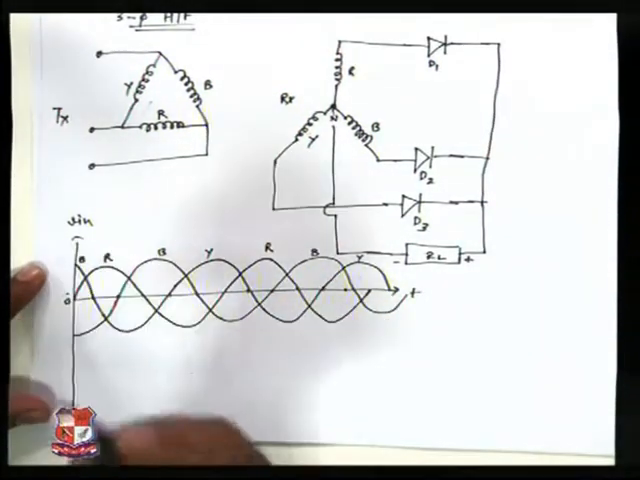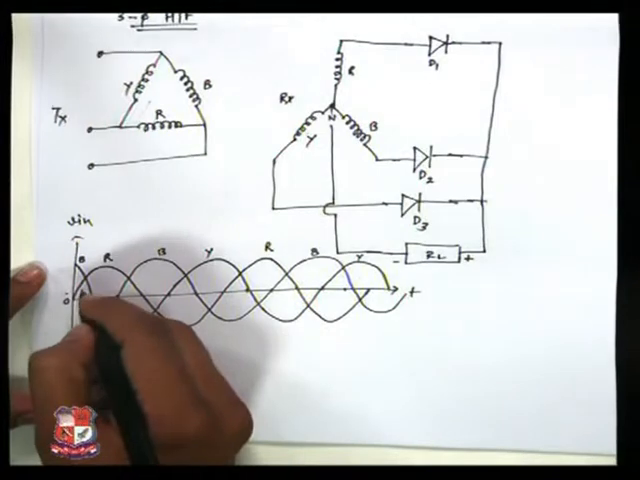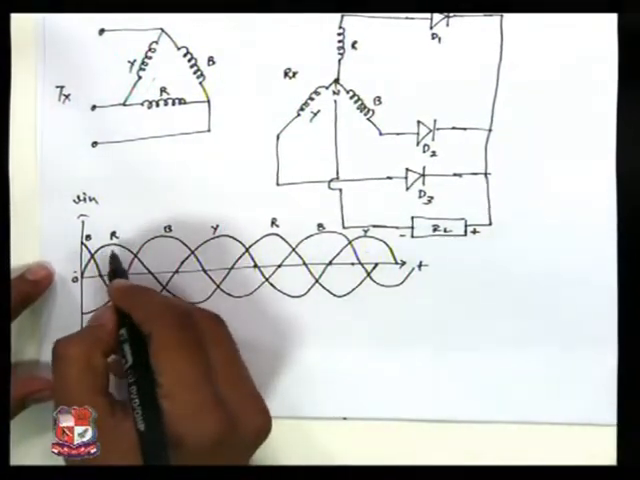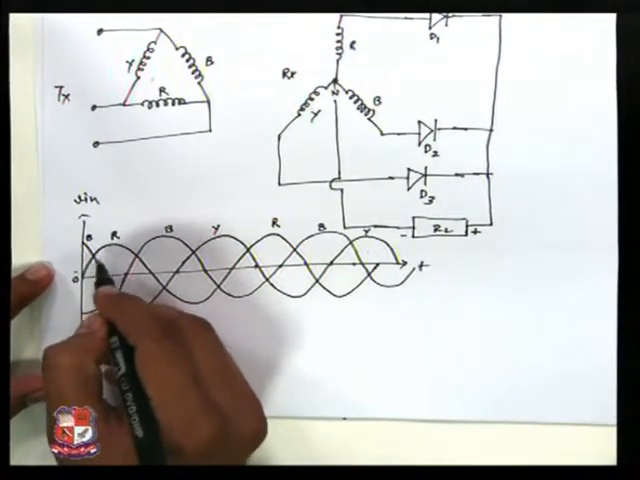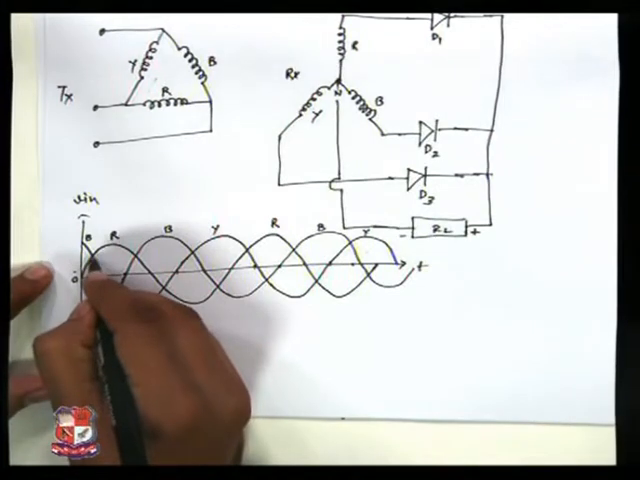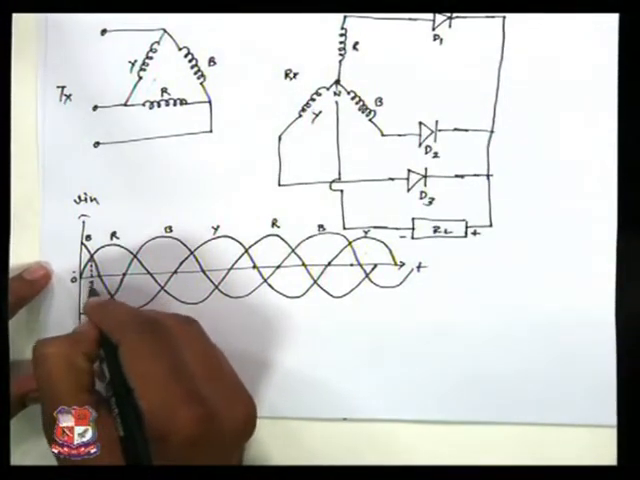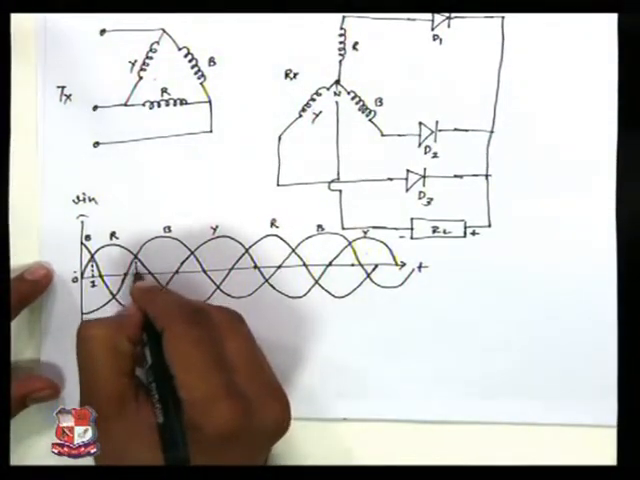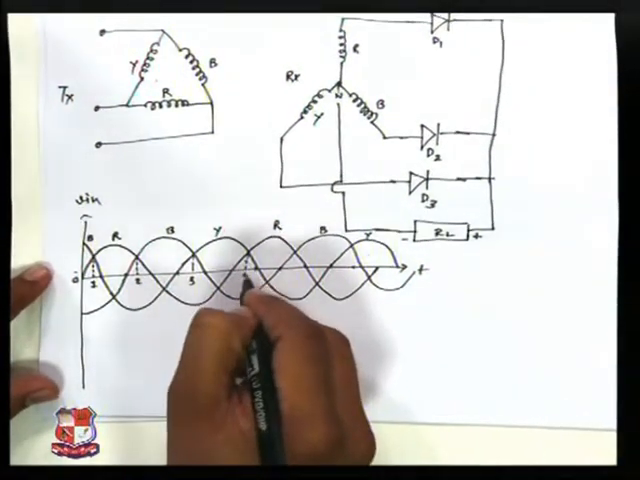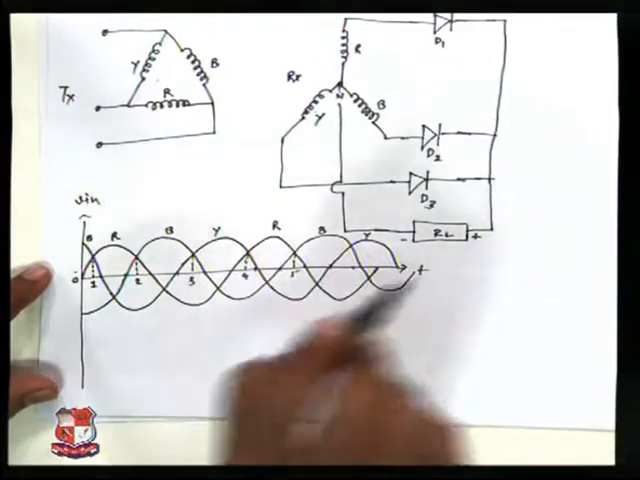This is B. So how can we define the instant? Whenever two phases cross or intersect with each other, then this is known as an instant. Like here, this is instant 1, this is instant 2, 3, 4, 5 and so on.